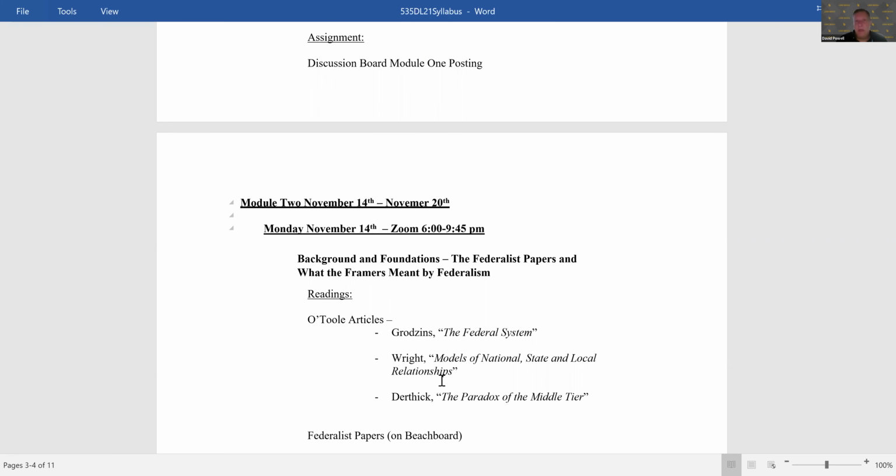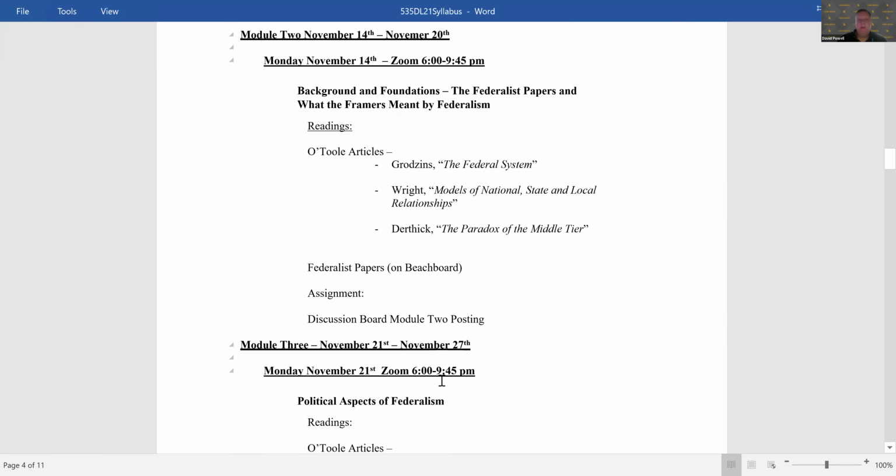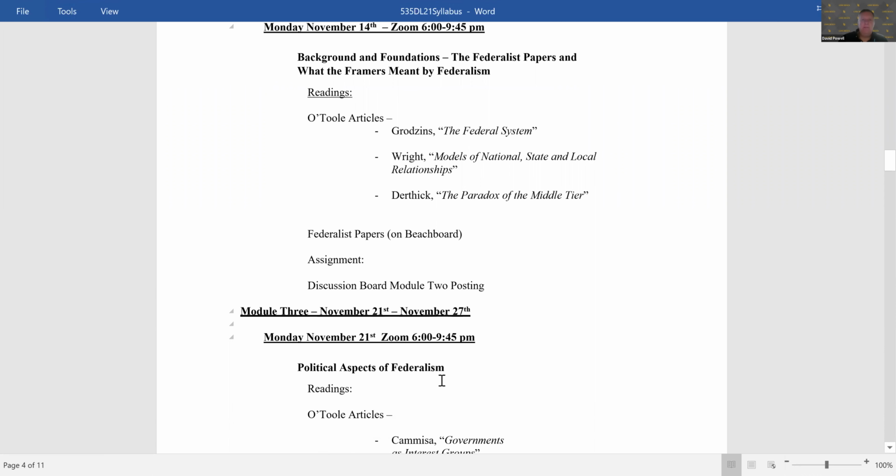And he talks about what we need to do to control the effects of factions in what he referred to as a compound republic. And then in addition to that, you also have an article by Morton Grodzins, The Federal System, one by Deil Wright, The Models of National, State, and Local Relationships, and one by Martha Derthick, The Paradox of the Middle Tier. So those are our readings for November 14th. Then you'll have your second discussion board posting due the following Sunday.